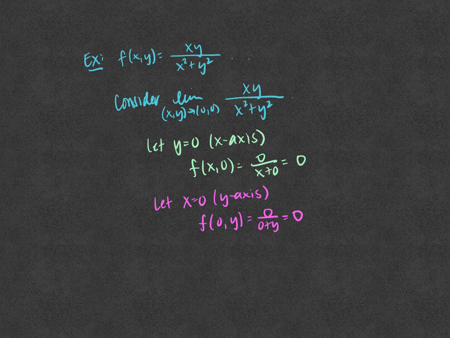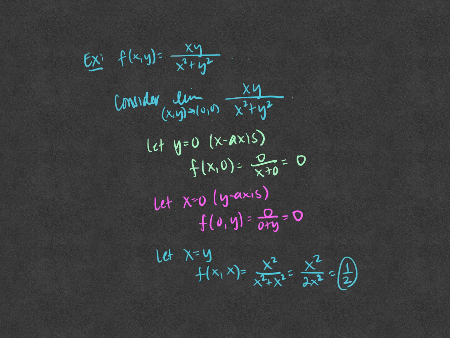That's not helpful here. Let's let x equal y. So this is the identity plane. This is not a line, this is a plane. So we're just going to say x equals y. Now, when we do that, we're going to say f of (x, x) instead of f of (x, y). So we have x times x, which is x squared, over x squared plus x squared. So we have x squared over 2x squared, which is 1/2.